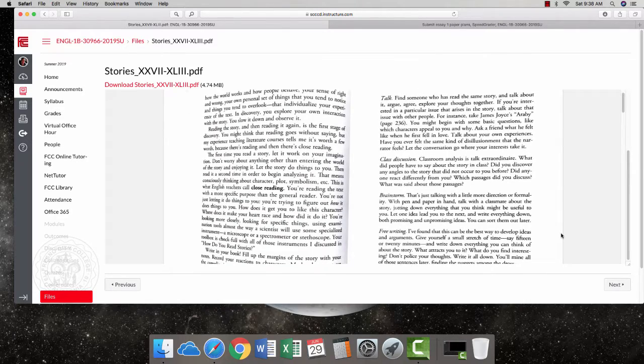Talk. Find someone who has read the same story and talk about it. Argue, agree, explore your thoughts together. If you're interested in a particular issue that arises in the story, talk about that issue with other people.